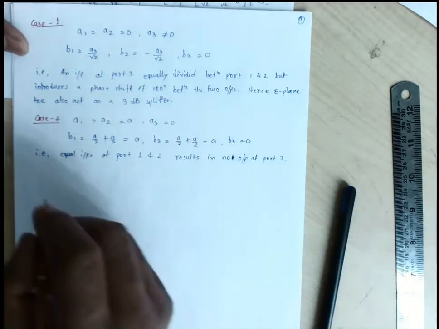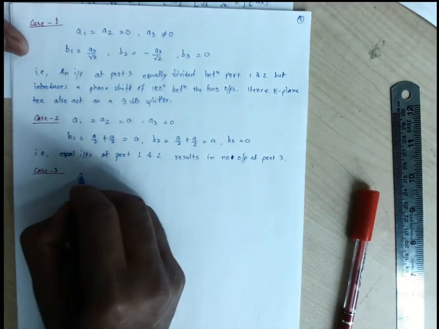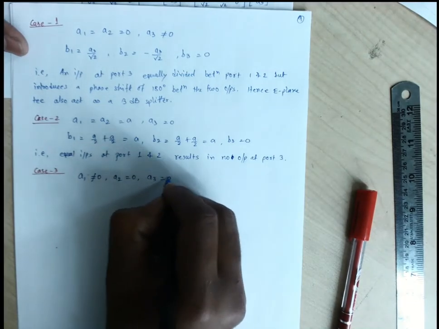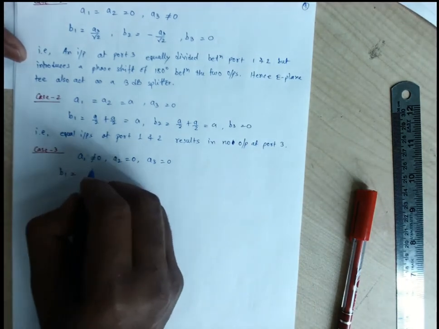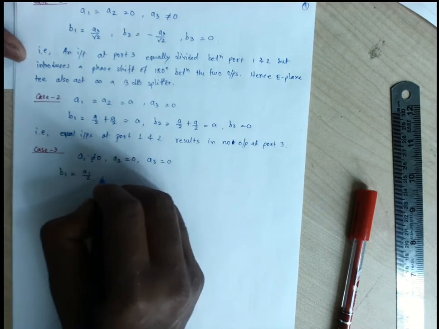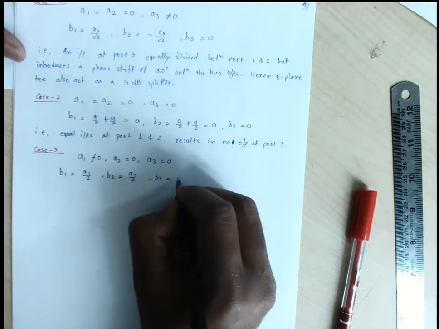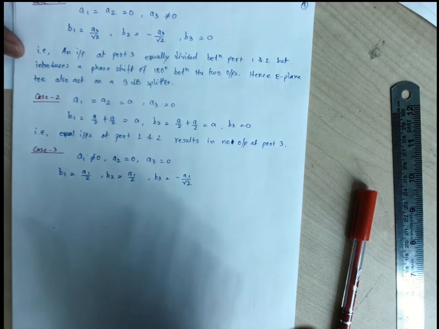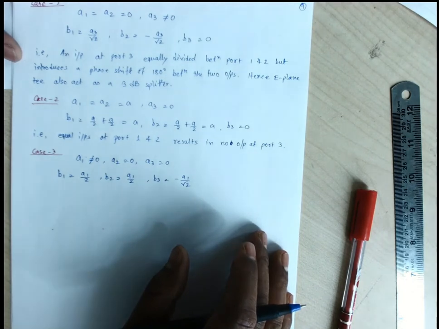If we take another case, A1 is not equals to 0, but A2 is equals to 0 and A3 is also equals to 0. So input is given at port 1. So B1 is A1 by 2, B2 is A1 by 2 and B3 is minus A1 by root 2. Okay. So in this way we can analyze this E plane T junction.